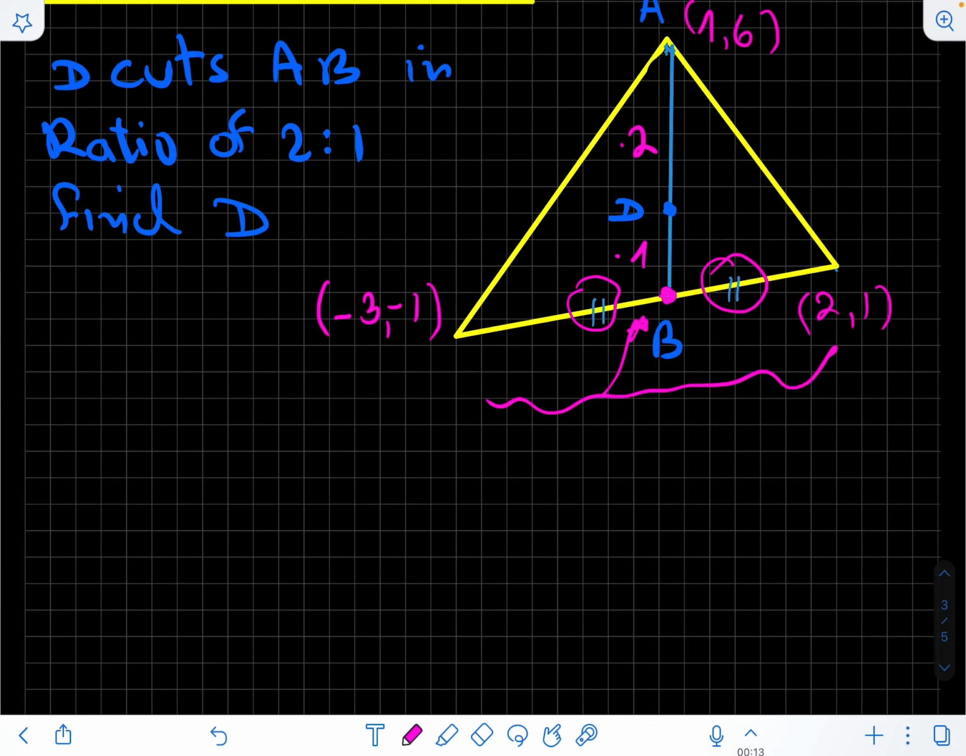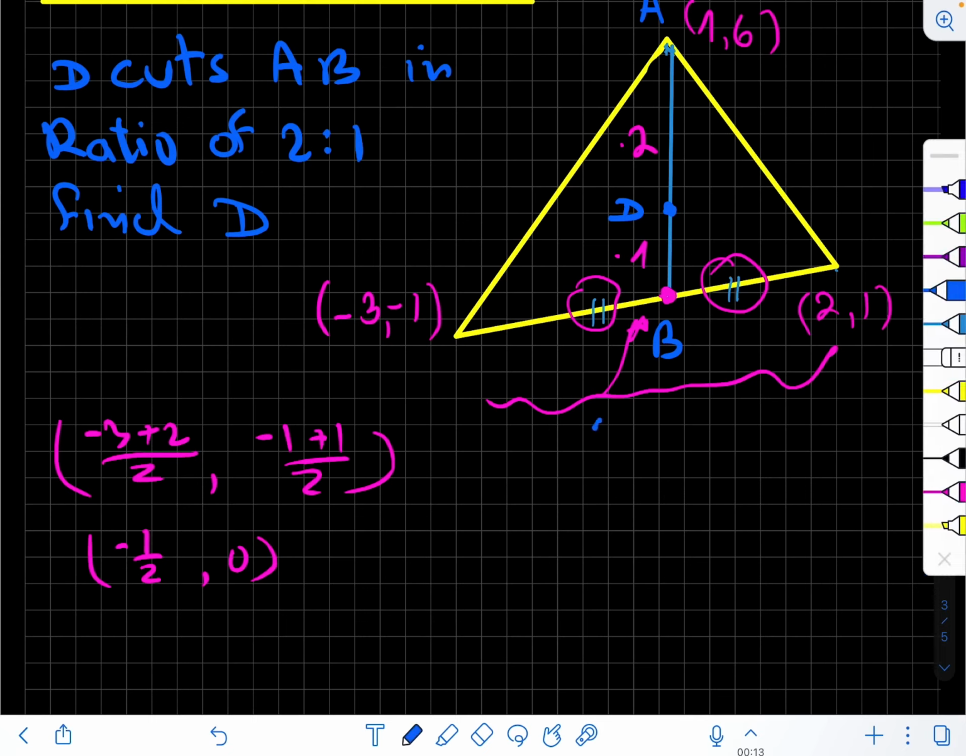So at this stage, we'll find the midpoint. The formula for the midpoint is add the x's, divide by 2, add the y's, divide by 2. So it's minus 3 plus 2 over 2, and it's minus 1 plus 1 over 2. Minus 3 plus 2 is minus 1, so I get minus half, and minus 1 and 1 makes 0, so minus 1, 0. So that's the point B. So now we know that the point B is the point minus half and 0.